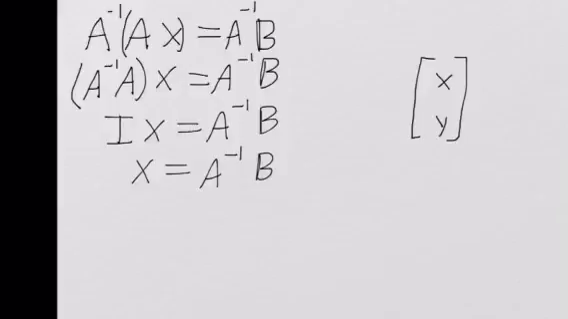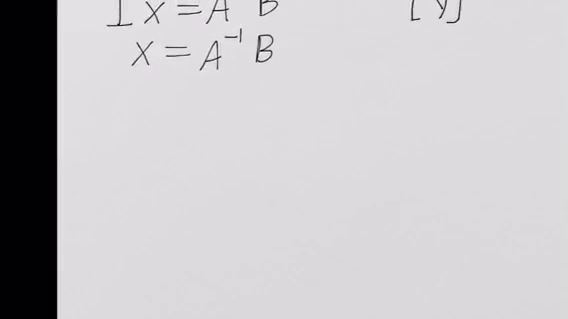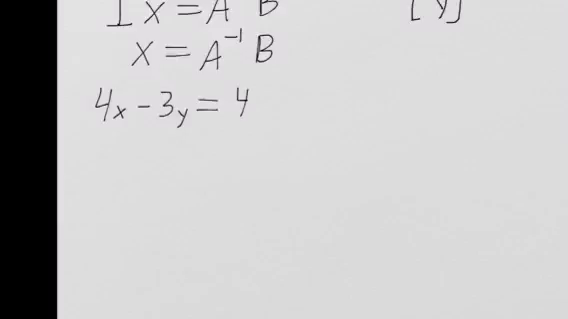So now, how does this work in a practical example? I'm going to give you the system 4x minus 3y is equal to 4, and 3x minus 2y is equal to 5. And we're going to solve this using the inverse matrix.